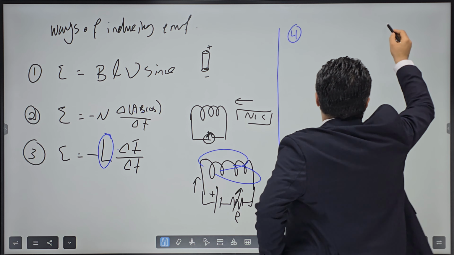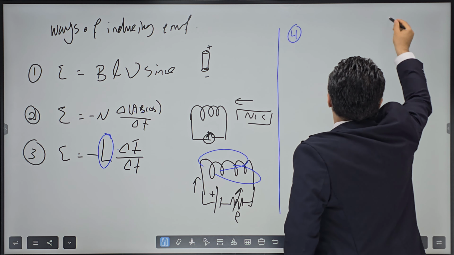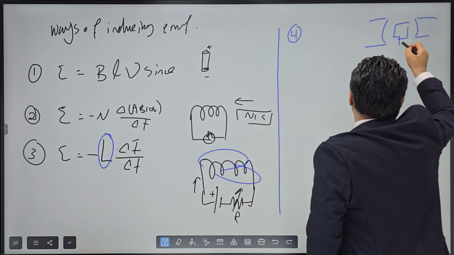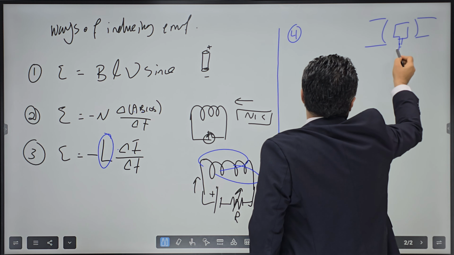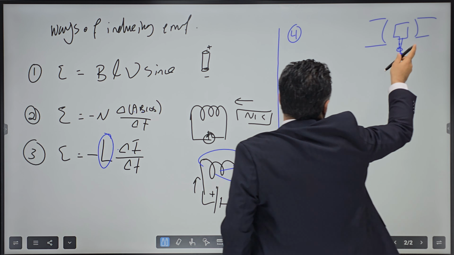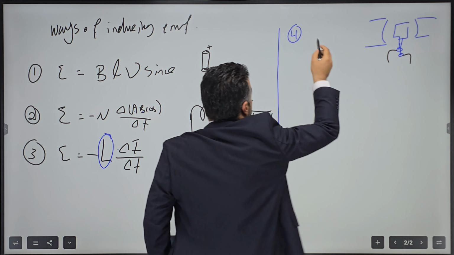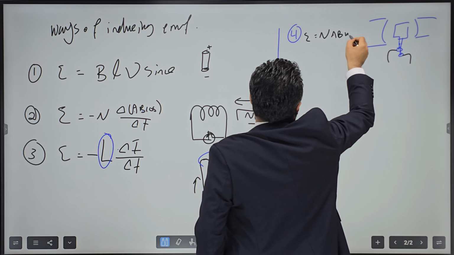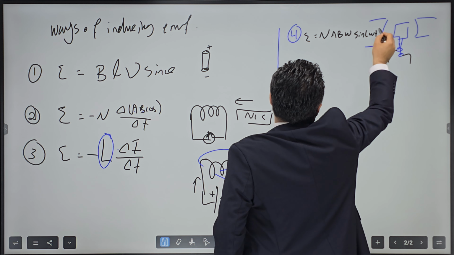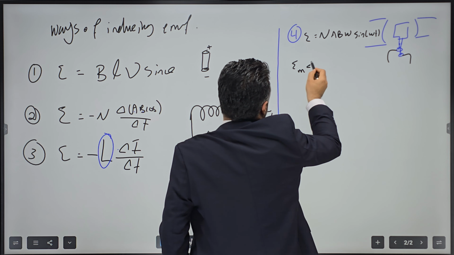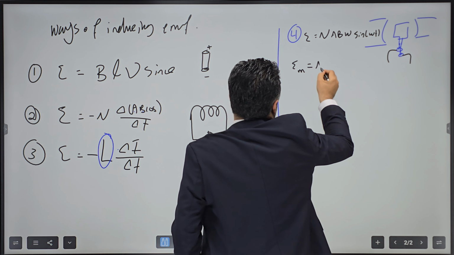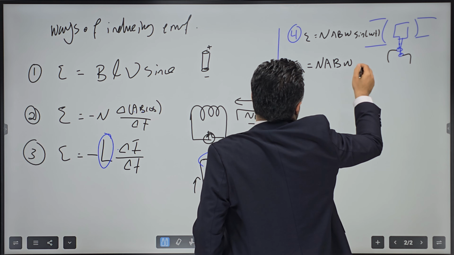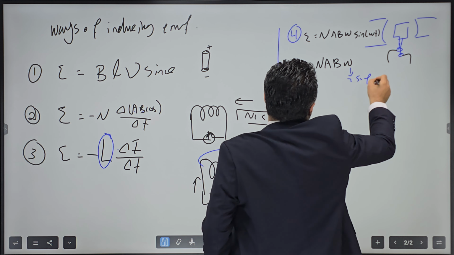Once a coil rotates inside a magnetic field, between two poles of a magnet, an EMF is induced. This EMF that is induced for a generator becomes NAB omega sine omega t. If we want to find the maximum EMF, it is NAB omega, where omega equals 2 pi f. That is the fourth method.